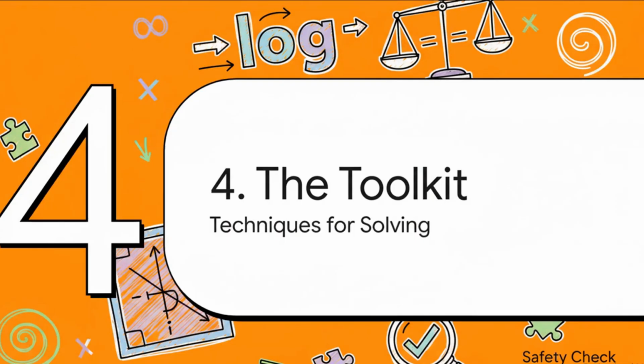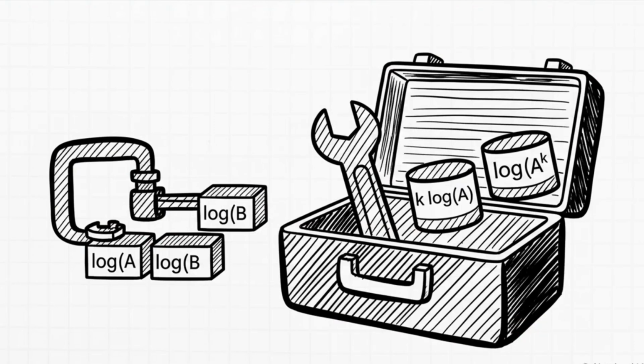Okay, we've got our goal, the golden rule, and we have our safety check. Now it's time for Section 4, the fun part, the toolkit. Let's look at the actual tools we're going to use to get these equations into shape. Your main tool, your number one go-to, is going to be your knowledge of logarithm formulas. You know, the sum rule, the difference rule, the power rule. These are your best friends for combining a bunch of logs into one clean single log. That's what gets you closer to the golden rule.